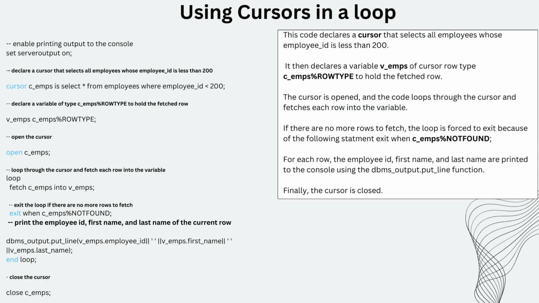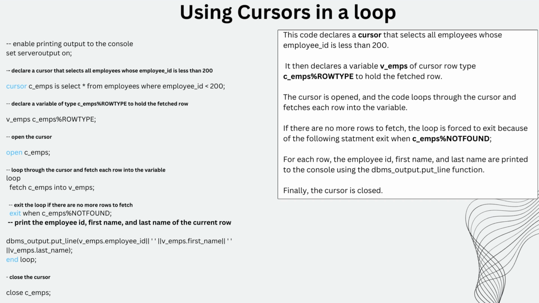Using cursors in a loop. This code declares a cursor that selects all employees whose employee_ID is less than 200. It then declares a variable v_emps of cursor row type, c_emps%rowtype, to hold the fetched row. The cursor is opened, and the code loops through the cursor and fetches each row into the variable.